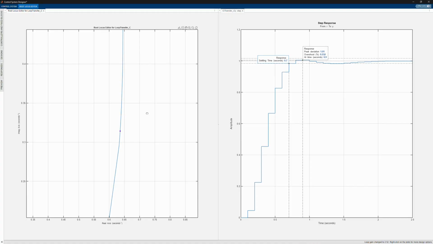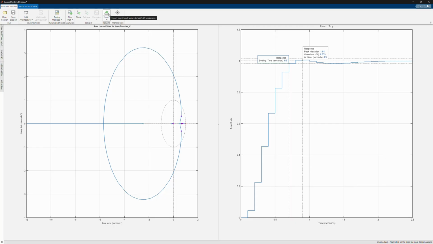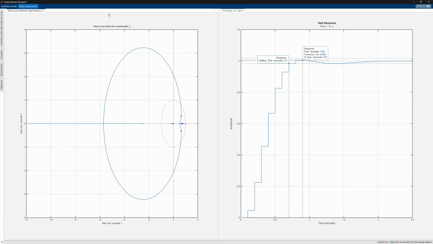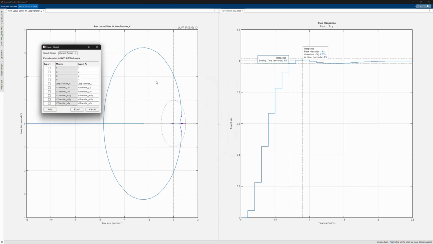So what's now the controller we have designed? We don't know. I can also do the full view. That can be done by going to the root locus control systems tab and then doing the export. So I will do the export. And what do I export? Well, I export the designed, so the current controller. I will select this because that's the model.